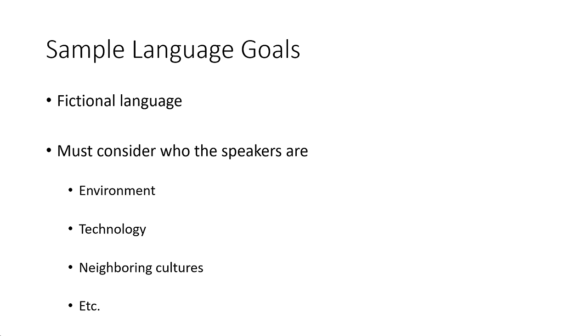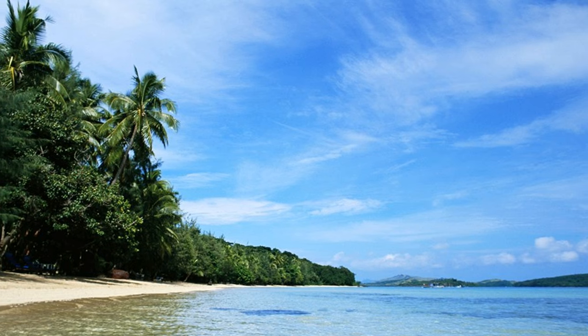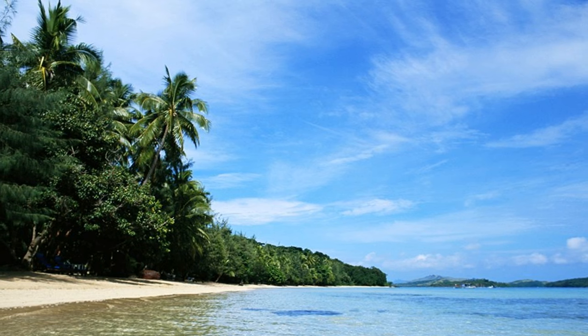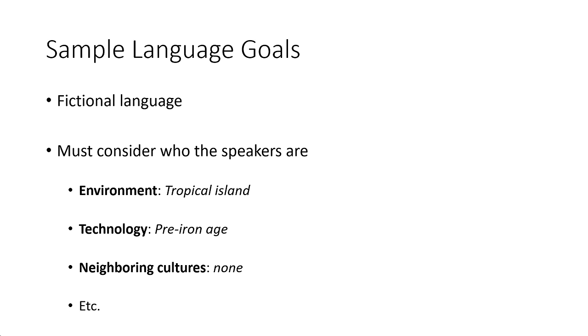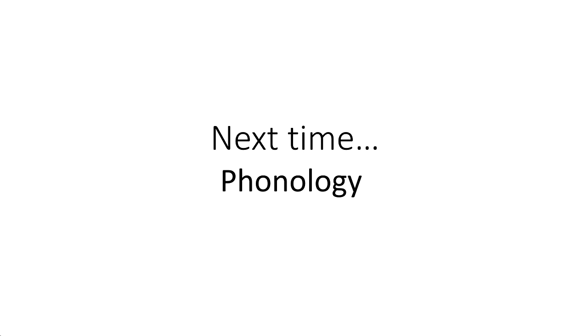For the sake of simplicity, I'm essentially making this language in a vacuum. Let's say that the speakers are a culture of humans living on an isolated tropical island. Again, to be as simple as possible, let's just say there are no other cultures nearby for them to interact with and borrow words or concepts from. Alright, now we have a set of goals that we can use as a template to create the language around. Join me next time when we'll create our language's sound system.